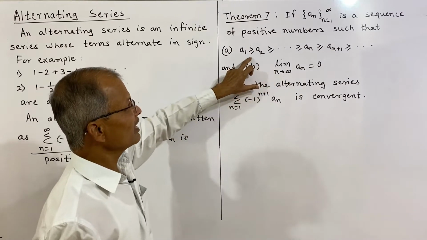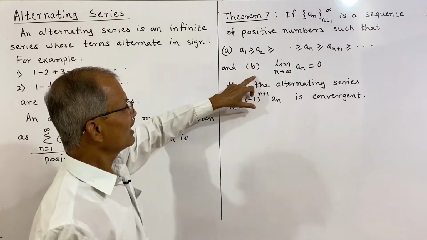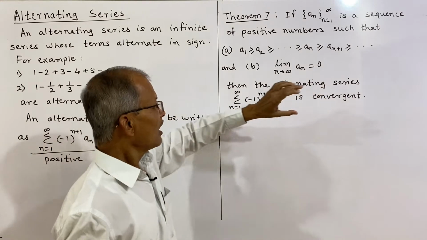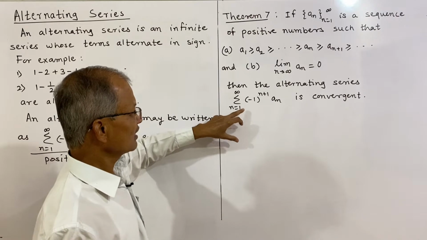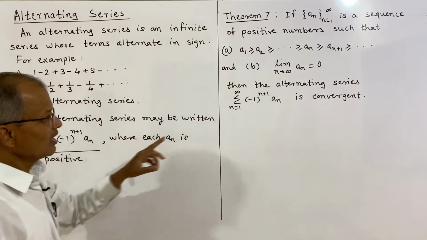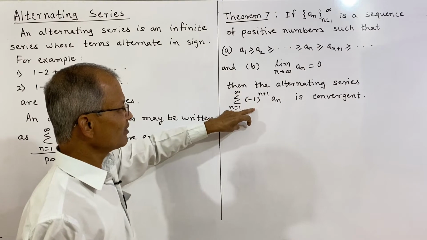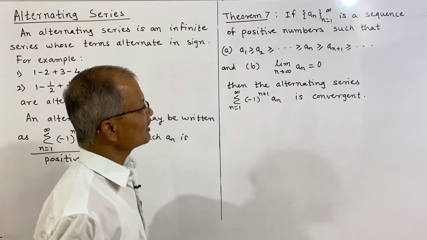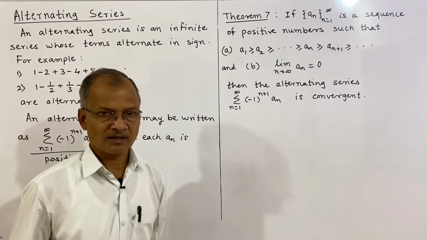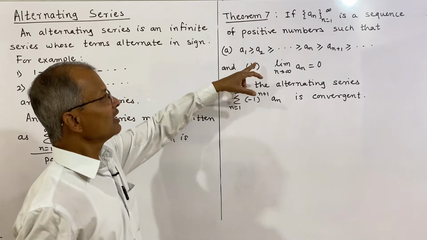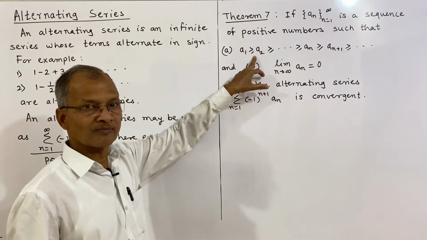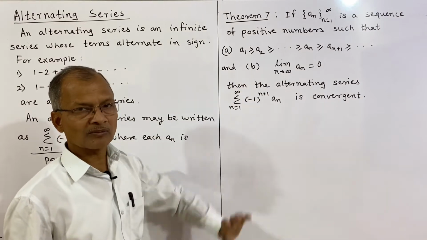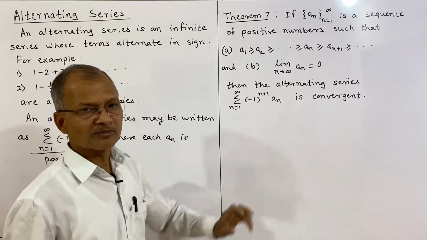So, an is a non-increasing sequence, and the second condition is that the limit of an, the limit of its nth term, is 0. Then the alternating series, that we have seen in this notation, summation n takes value 1 to infinity minus 1 to the power n plus 1 into an, is convergent. So, this is the important theorem about the convergence of alternating series. If these two conditions are satisfied, that means the sequence is non-increasing, or in a simple way, decreasing, and the limit of its nth term is 0, then this alternating series becomes convergent.